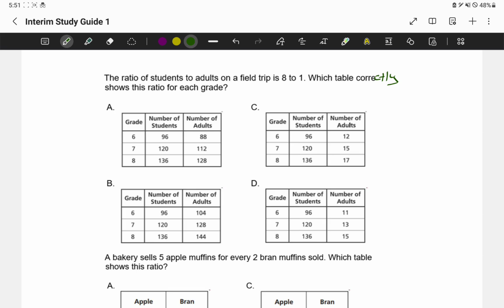So, we're looking for students to be 8 times bigger than the adults. Well, 8 times 88 does not equal 96. So, goodbye A. 8 times 144 does not equal 96. Goodbye B.